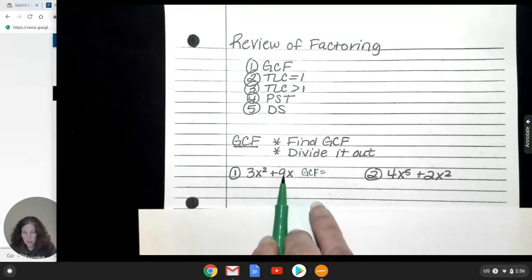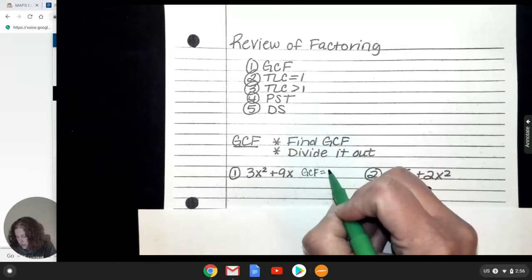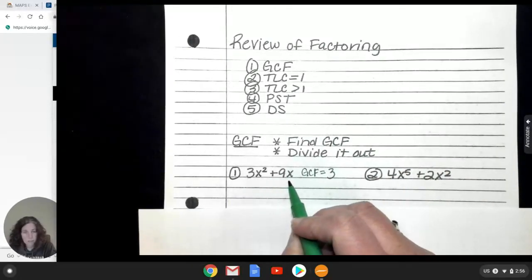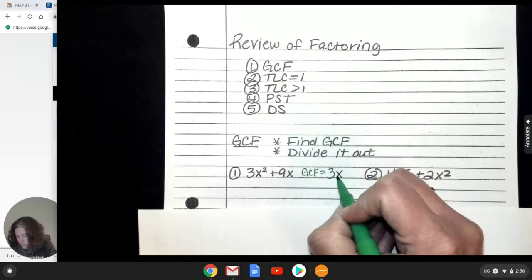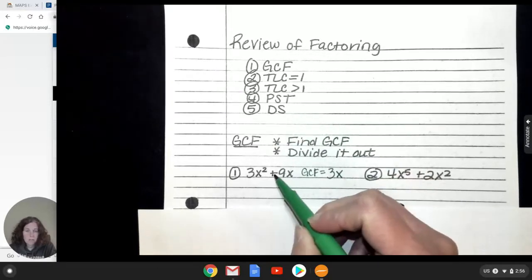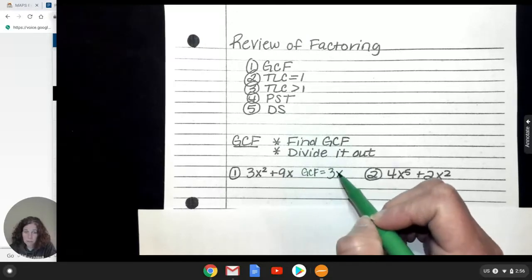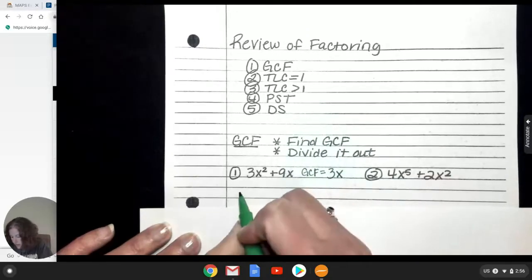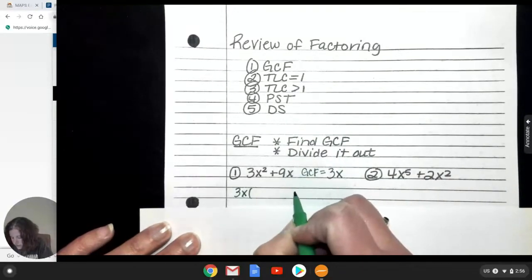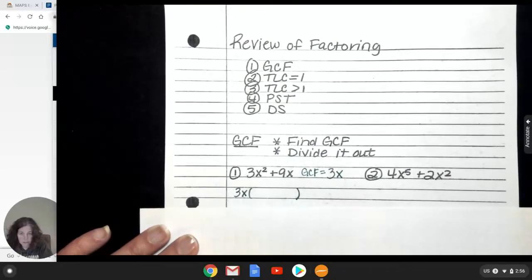So here, the GCF between 3 and 9 is 3. And then we have to look at the variables, and they have an x and an x. So what do they have in common? They just have one x. Remember, if they both have the same variable, you are going to take the one that has the smaller exponent as the GCF. So that is what goes on the outside of the parentheses.